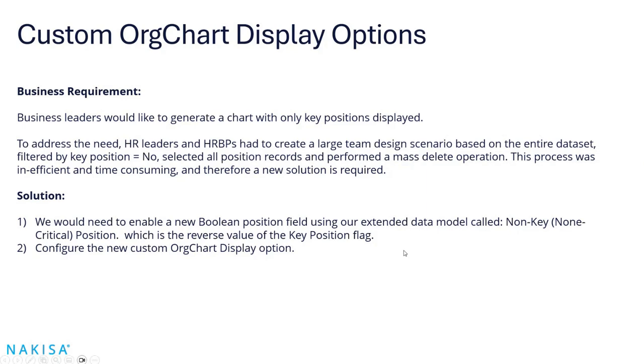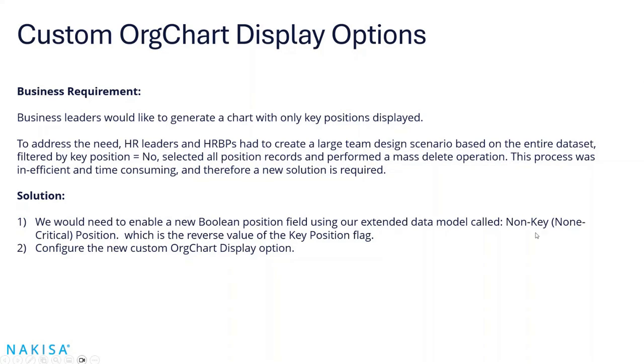But the tricky thing here is in the standard, we have key position equals yes or key positions equal no. Now remember, in the display options, we basically are hiding. So if I have it enabled, this means I'm hiding a specific position that satisfies the criteria. So if the assistant flag is true and I select hide assistants, then it will hide all of the assistants. So what we need to do is we need to hide the non-key position. So I need to create a reverse field from the key position to a non-key position.